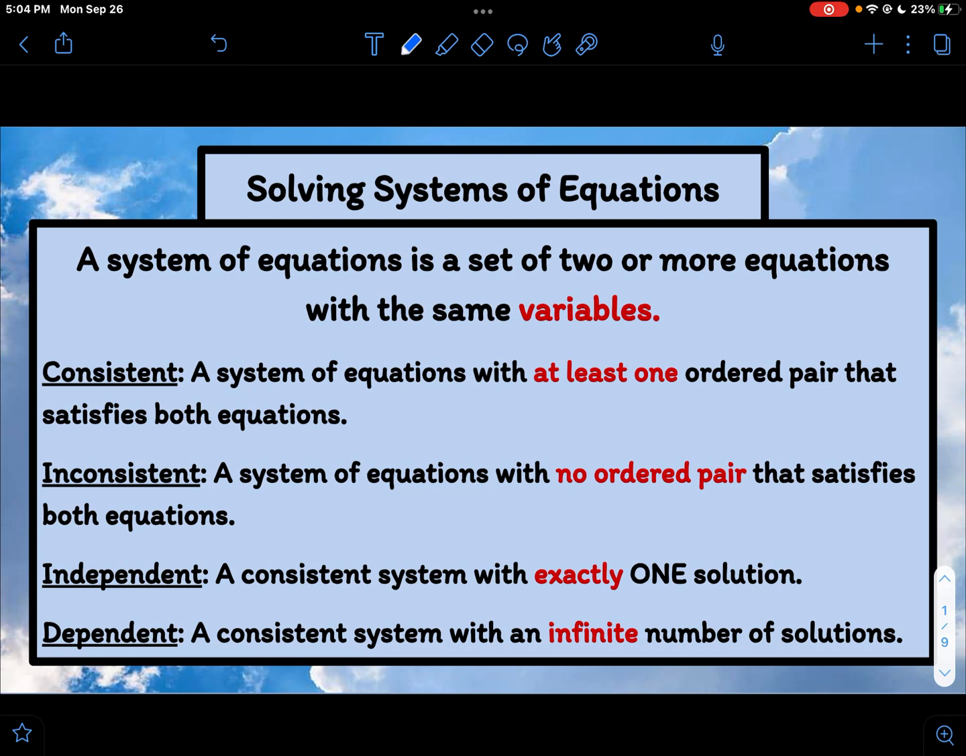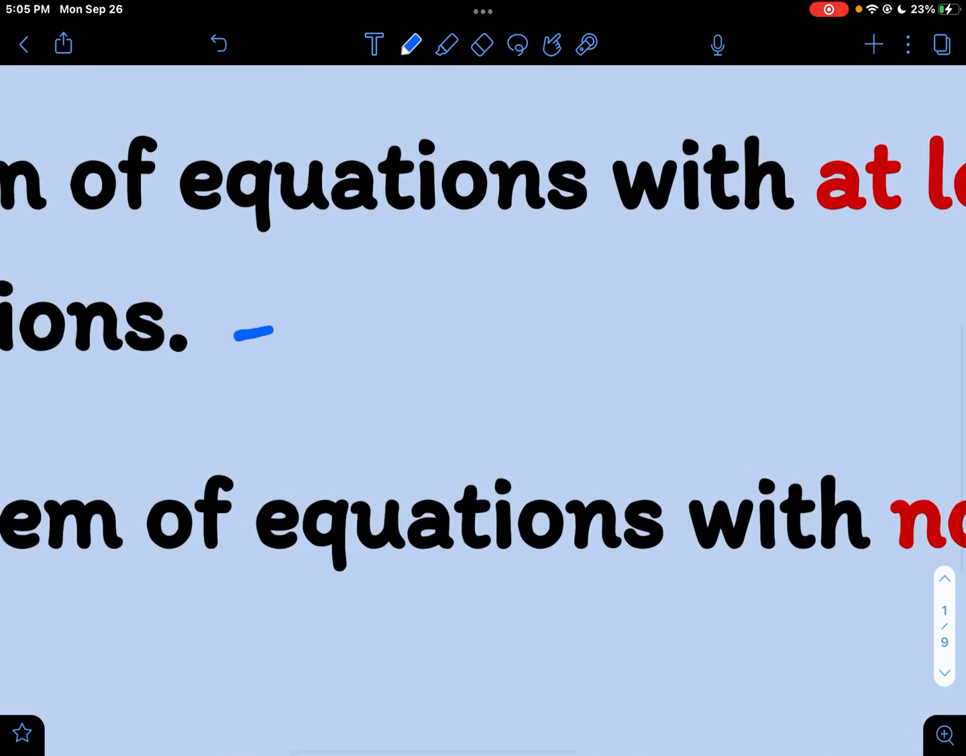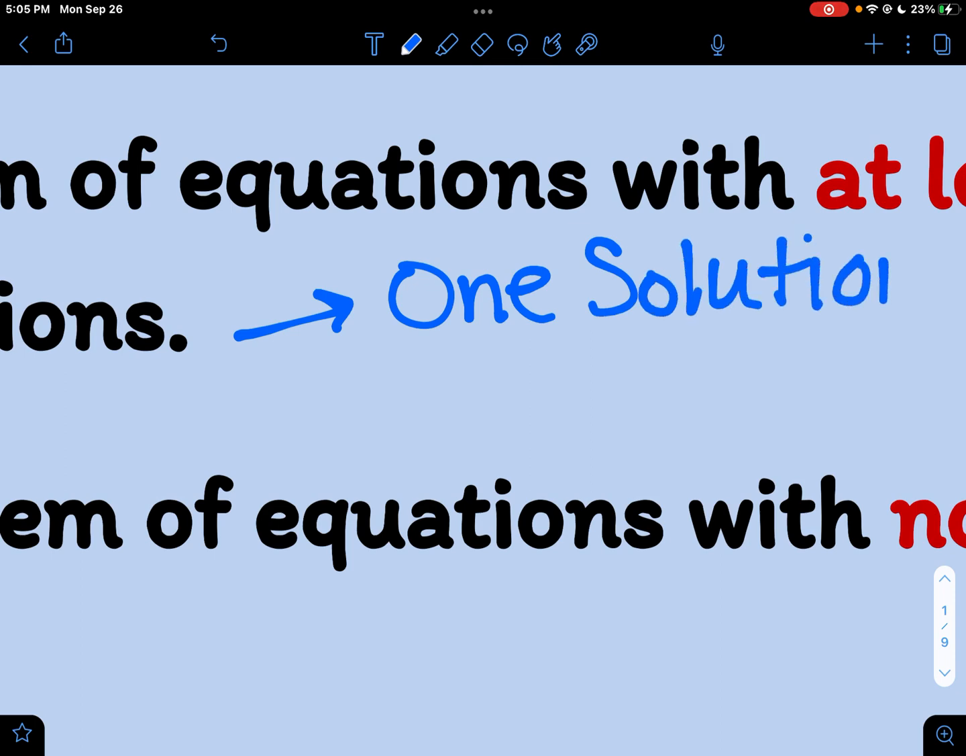There are different ways to classify systems, and you probably have not learned this before. A system is considered consistent if it has at least one ordered pair that satisfies both equations. Okay, so let's write a note. This would be one solution or infinite solutions.